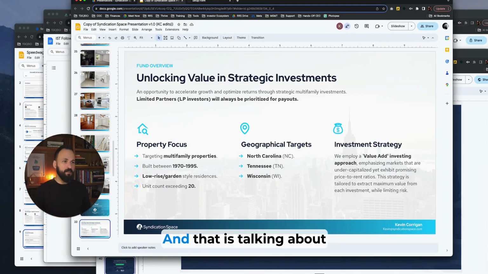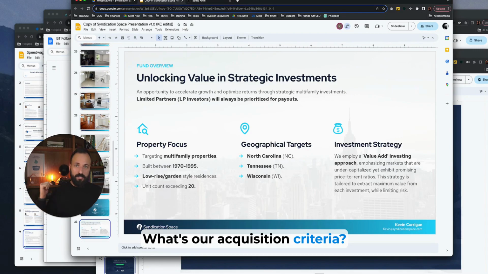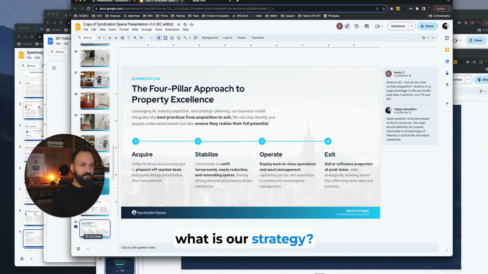Okay, backing up, we mentioned who's behind this whole thing, why it even matters, and then the how. And that is talking about the fund itself, high level fund statistics. What's our acquisition criteria? Where are we looking? And again, just saying, what is our strategy? This is diving into the business plan a little further, into the strategy at a high level.